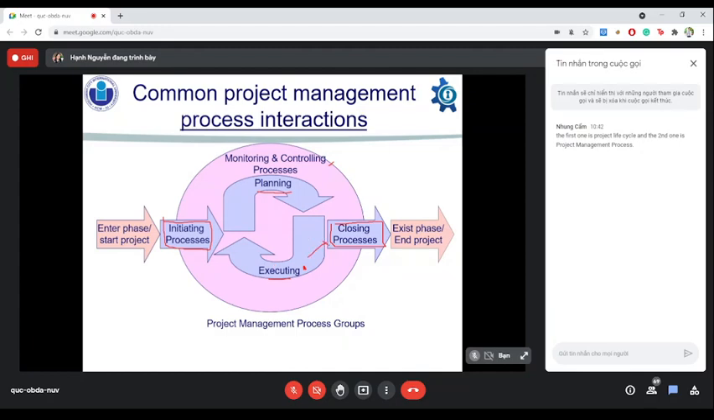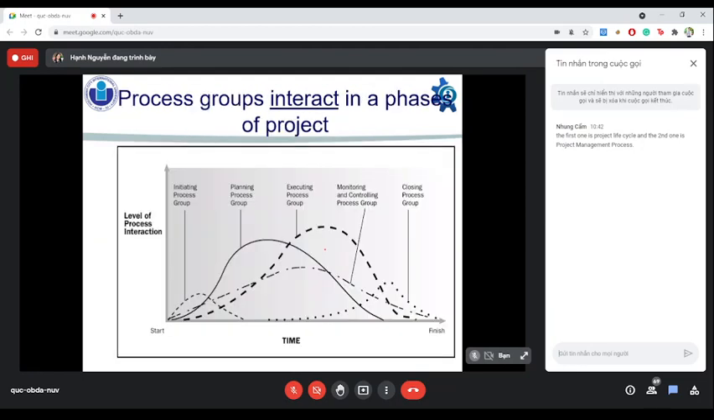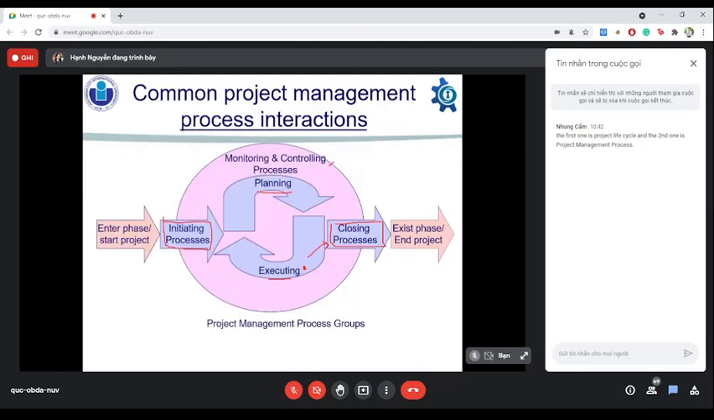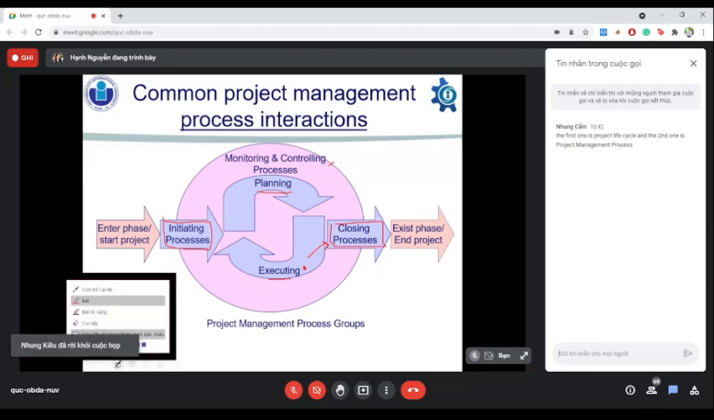There are several interactions between these different project management processes, as well as the influence of knowledge areas within each process. Okay, so the integrative nature of project management requires the monitoring and controlling process group to interact with other process groups, as shown in the slide. In addition, since management of a project is a finite effort, the initiating process group begins the project and the closing process group ends it. Next, please.